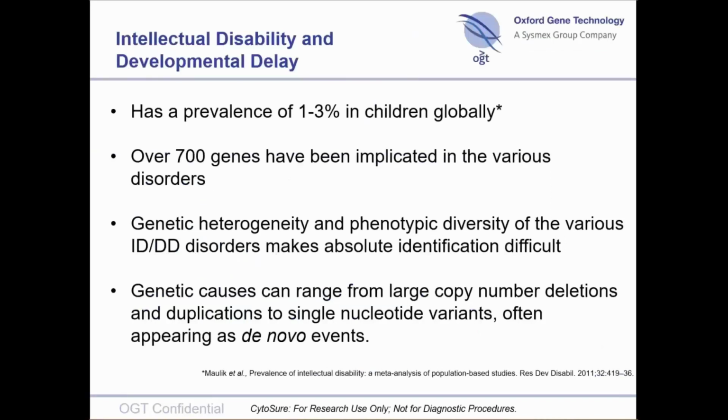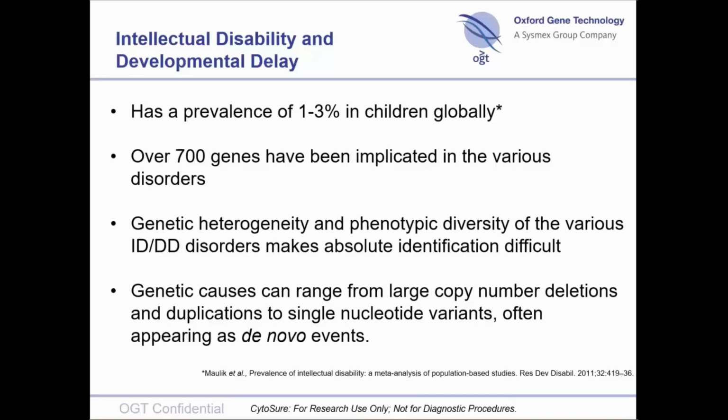Intellectual disability and developmental delay, IDDD, is normally discovered in childhood and affects people across the world. It has a prevalence of around 3%. IDDD is a catch-all term for a host of different constitutional disorders and disabilities with their own phenotypes and etiologies, where over 700 genes across the genome have been implicated in these diseases, and the number is growing. The genetic heterogeneity and overlapping phenotypes can make absolute identification difficult.